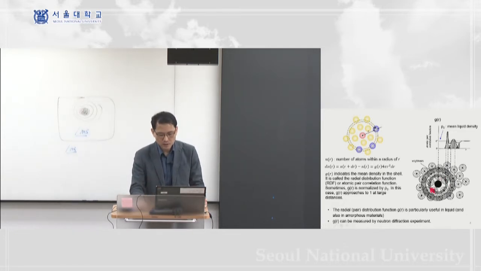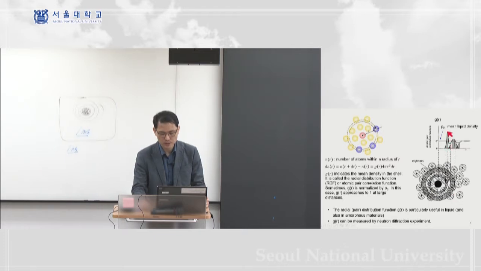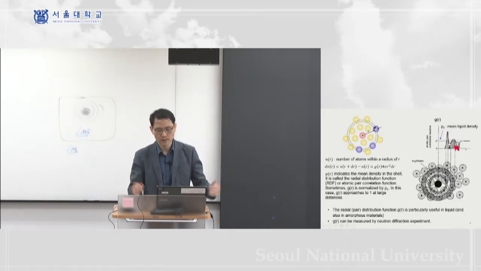In this figure, at the center, this is r equals 0. The first shell has a sharp distribution, indicated by the first peak, and the second shell is indicated by this second peak, a little bit shorter but wider distribution.